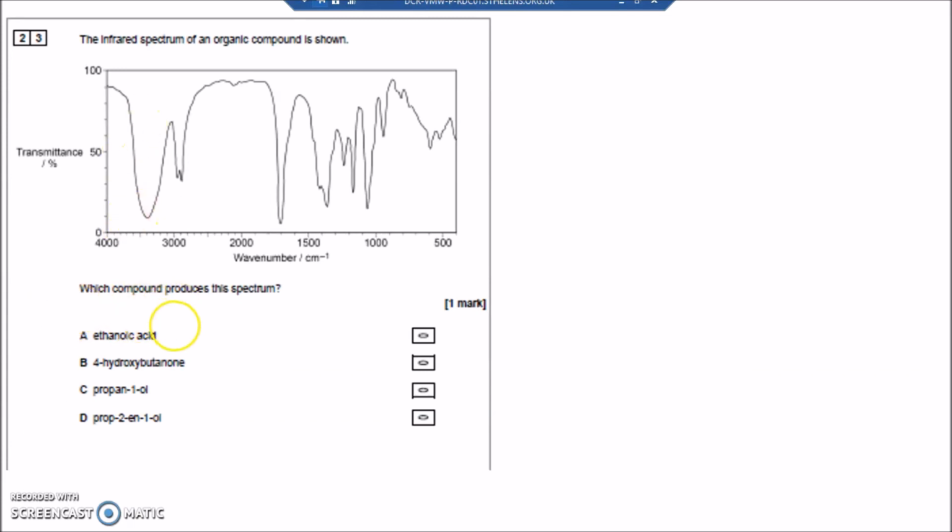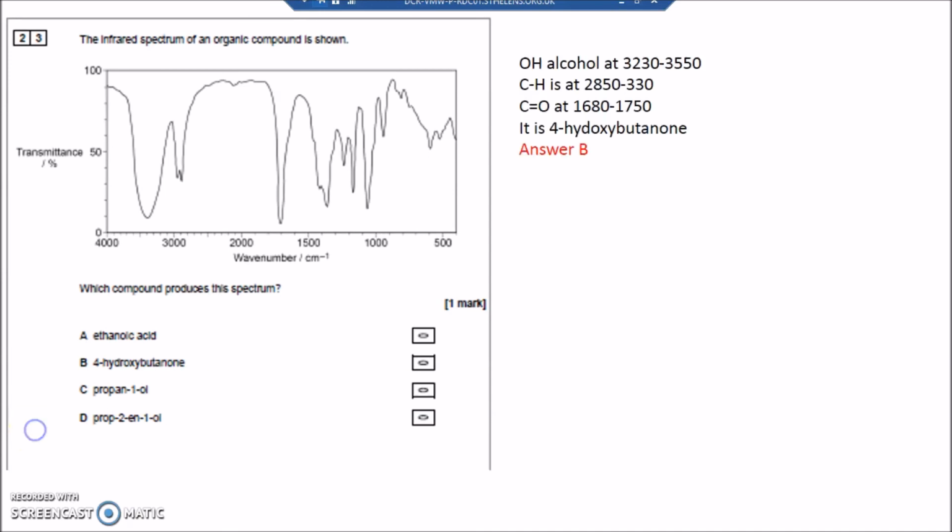I'm just looking immediately. I've got a very, very wide, broad trough at around about 3,400. That indicates an alcohol. That's an OH group. If it were an OH of a carboxylic acid, it would be further to the right-hand side, just under 3,000 wave numbers though. So around about 3,400, I've immediately got an OH group. What could it be then? I've decided it's not ethanoic acid, otherwise the OH group would be around about 2,800, 2,900. It'd be in the wrong position.